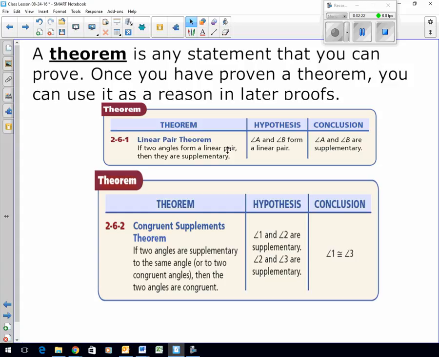I've got the linear pair theorem here. If two angles form a linear pair, they're supplementary. Again, I'll go back to transversals. All these will become easier once we get to transversals. I've also got the congruent supplements theorem up here. If two angles are supplementary to the same angle, or to two congruent angles, then the two angles are congruent.